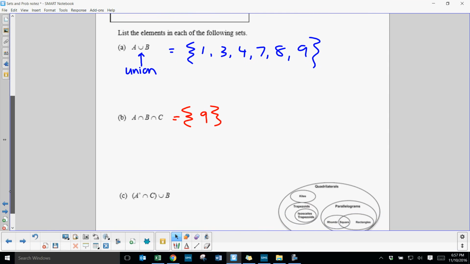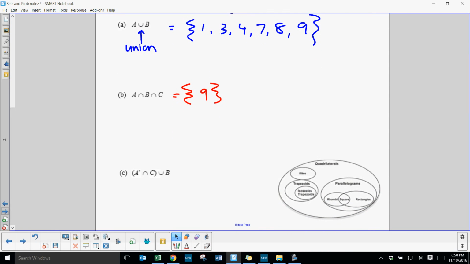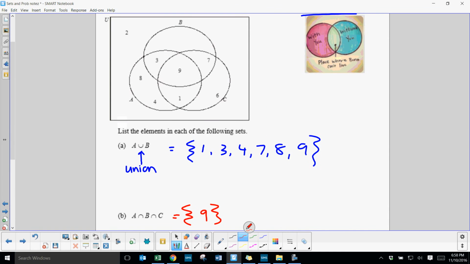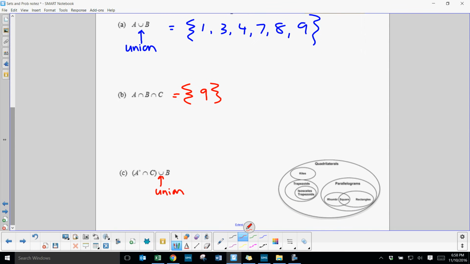Next one along, we're asked for A dash intersect C, in union with B. So union is pretty easy. And the union with B, it's everything in B. So you could list 3, 9, 7 if you want. 3, 9, 7, which is in union with this part, A dash intersection C.